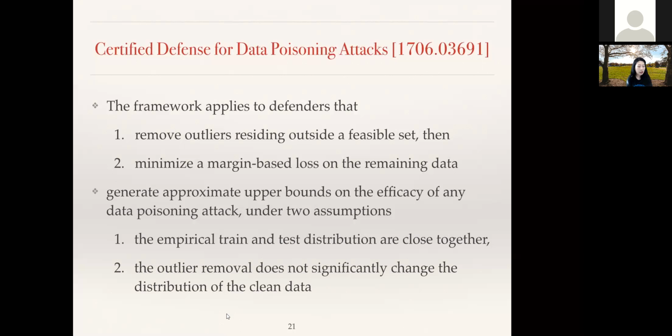Of course, I think this doesn't apply when the poisoning is very powerful. You can just have like 50% of the training examples that are poisoned. I would think that if that's the scenario, then it's probably very hard to defend against that poisoning. But this paper still provides a very interesting view of a certified defense for data poisoning attacks. It's very different from certified defense for evasion attacks, like adversarial examples, right? And that's the reason why I wanted to introduce this in the lecture.